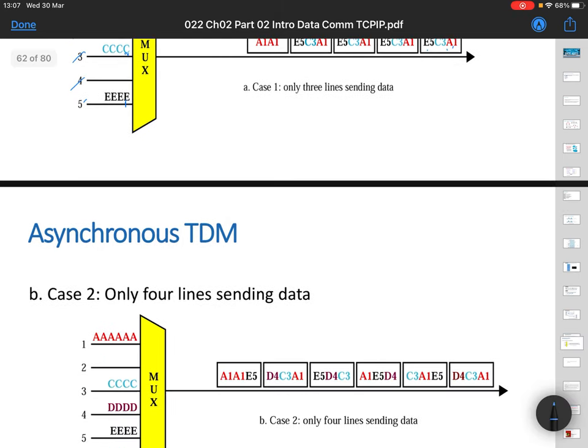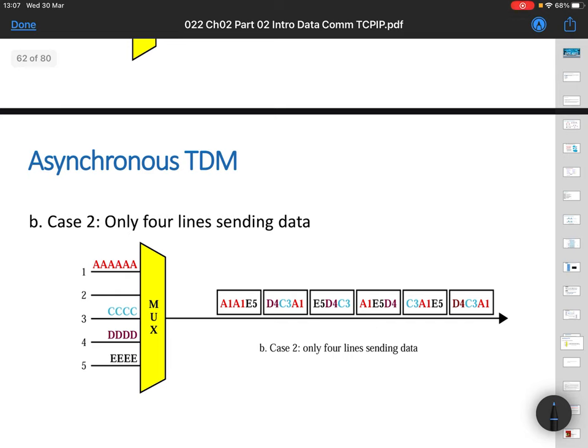Case two, only four lines sending data. Two, three, four. So only four lines sending data. You have 1A, 3C, 4D, 5E, 1A, 3C, 4D, 5E. Okay. So the signal is sent with the number of the lines. Only four lines sending data.